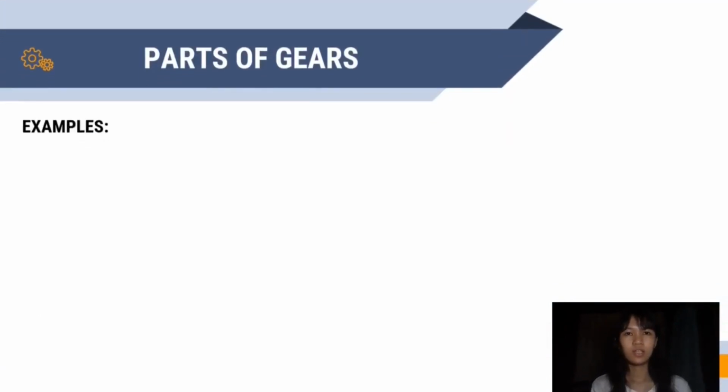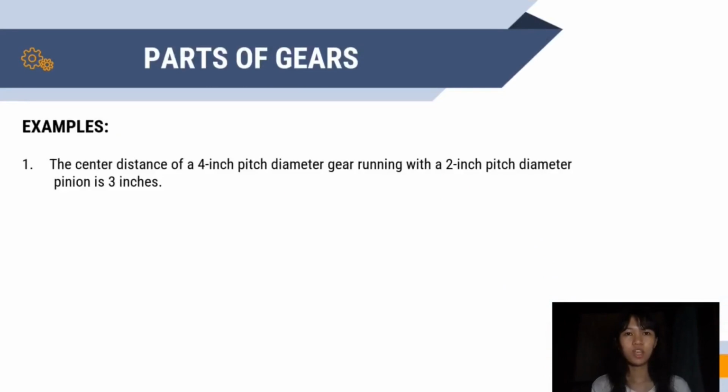Examples: the center distance of a 4-inch pitch diameter gear running with a 2-inch pitch diameter pinion is 3 inches. To get the center distance, we must add the pitch diameters, which is 4 inches and 2 inches, and divide it by 2, which results to a center distance of 3 inches.